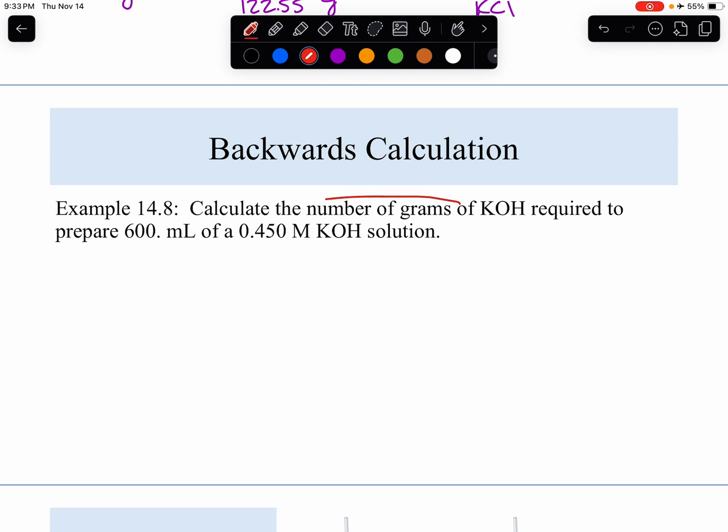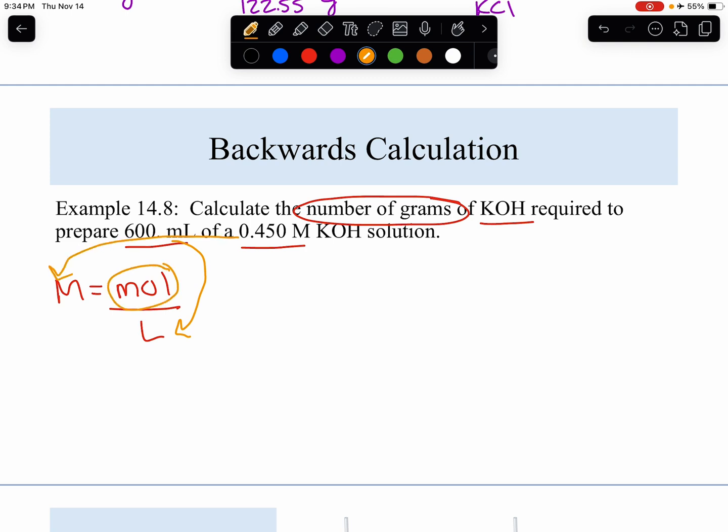So calculate the number of grams of KOH required to prepare 600 milliliters of a 0.450 molarity solution. So when I approach a problem, I like to start off by writing my equation and kind of seeing what I have. So I can clearly see that this 600 mils is probably going to fit down here once I convert it. And this molarity is going to fit here. So this is what I need to solve for. Okay, it's just a plan of attack.